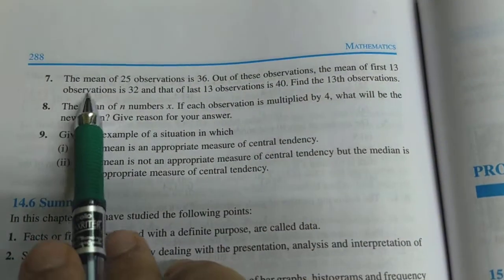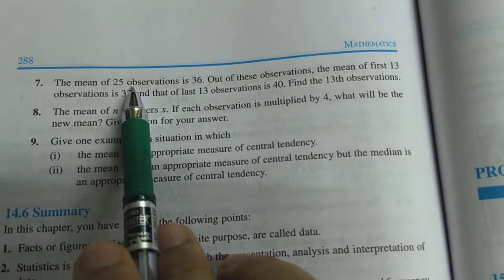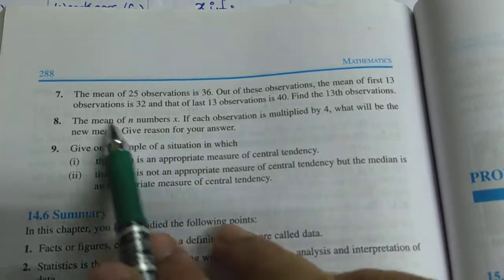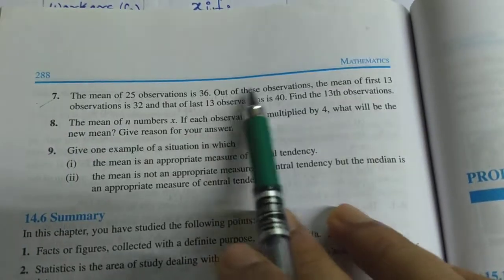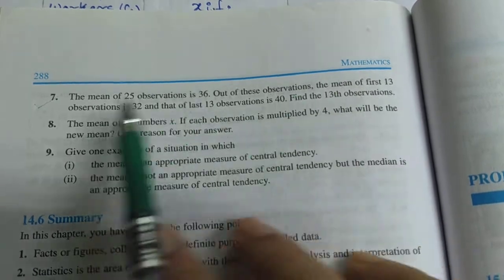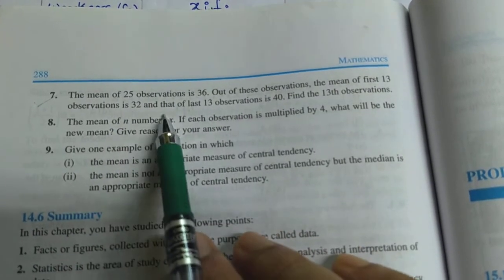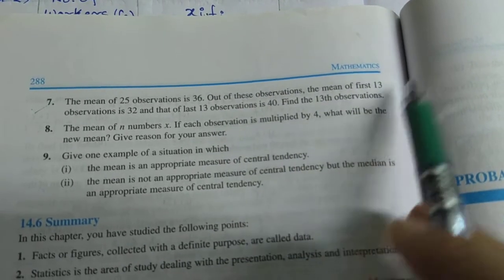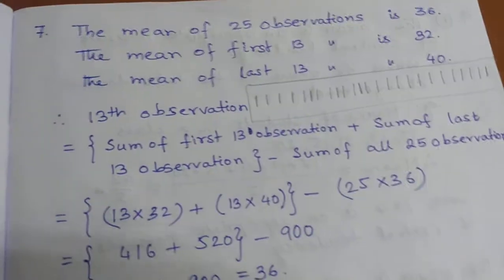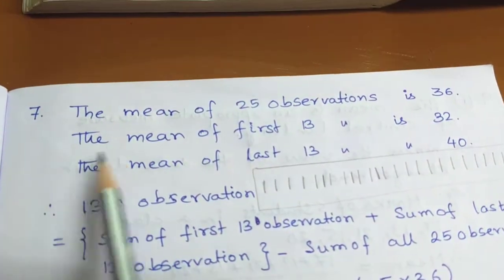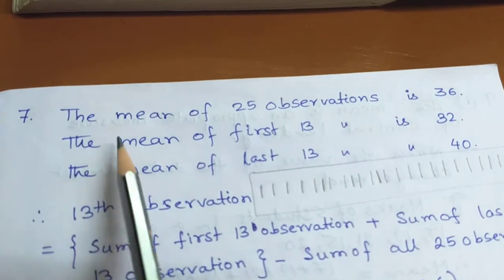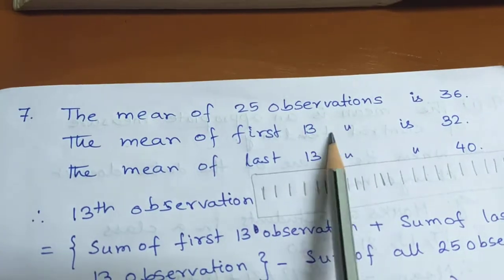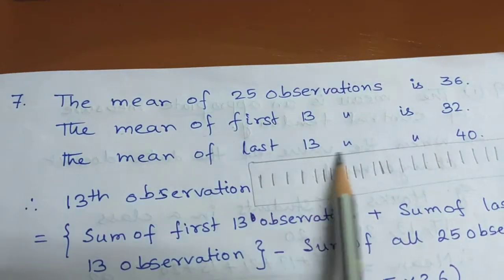Next, question number 7. The mean of 25 observations is 36. Out of the observations, the mean of the first 13 observations is 32 and the mean of the last 13 observations is 40. Find the 13th observation. This is a very important problem. Now come to the solution. I'm just writing again whatever information is given. The mean of 25 observations is 36, the mean of the first 13 observations is 32, and the mean of the last 13 observations is 40.